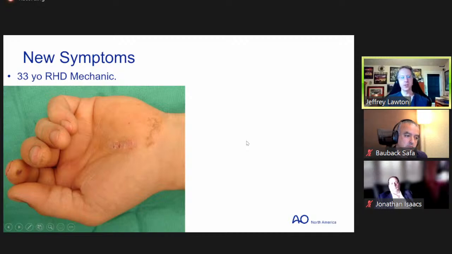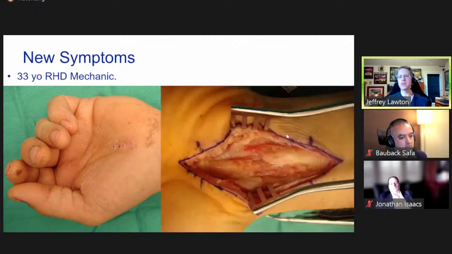So here you see sort of a typical mechanic's hand, and here you see his mini open carpal tunnel release, reasonable incision. At exploration, unfortunately, what you see is almost a complete division, maybe just a few fascicles of his median nerve, unfortunately, and there's his motor branch, again, divided there.